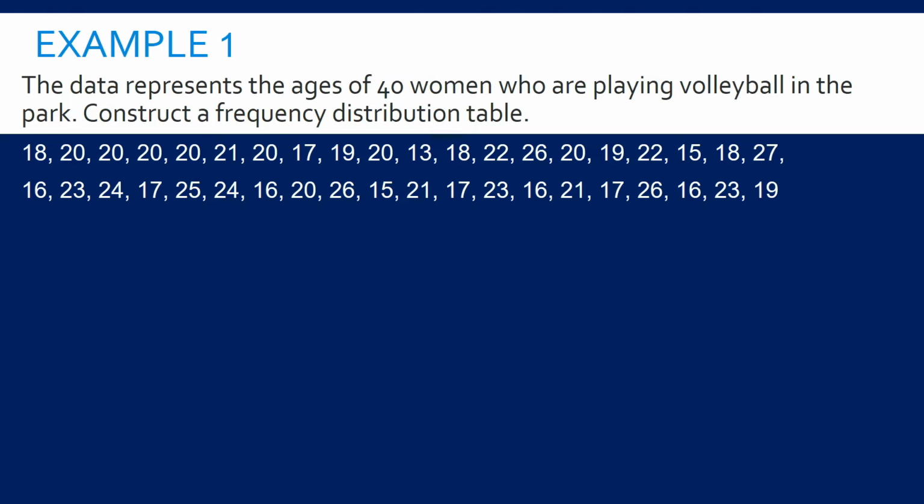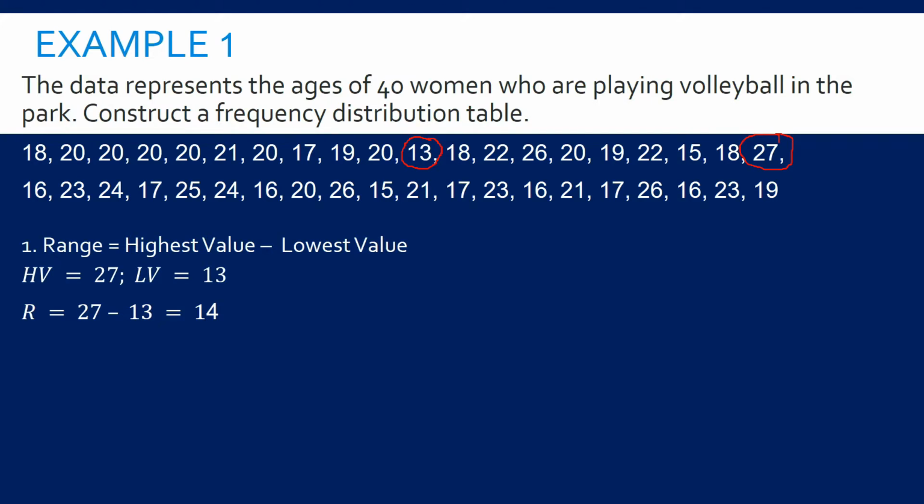Looking at the data, the highest value I can see is 27. And the lowest age, or the lowest value that I can see in this data, is 13. So I can now get the range. So step 1 again is to get the range. The formula is highest value minus the lowest value, and our highest value is 27 and the lowest value is 13. We subtract these two numbers and we get the value of 14.